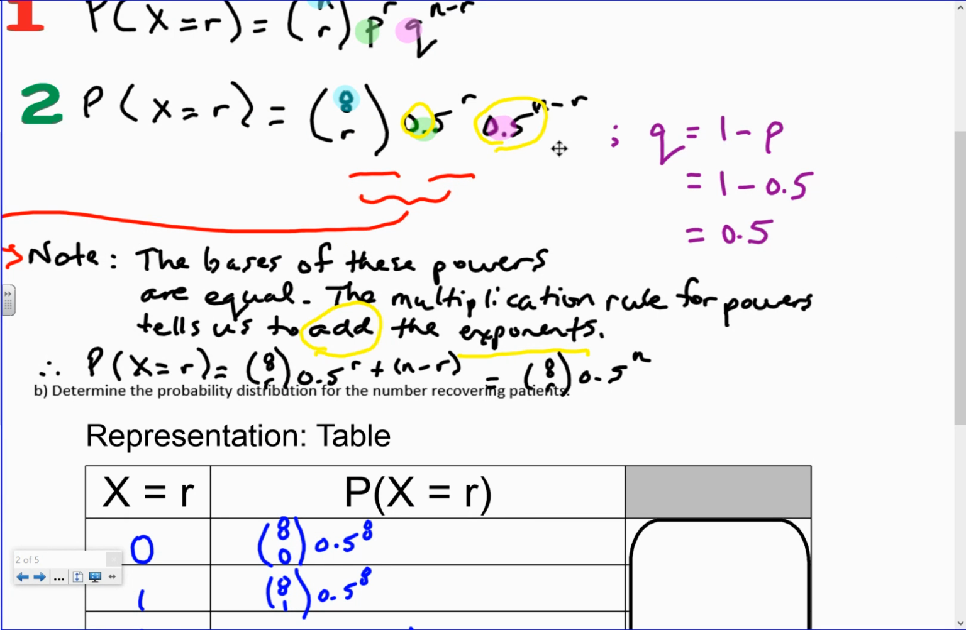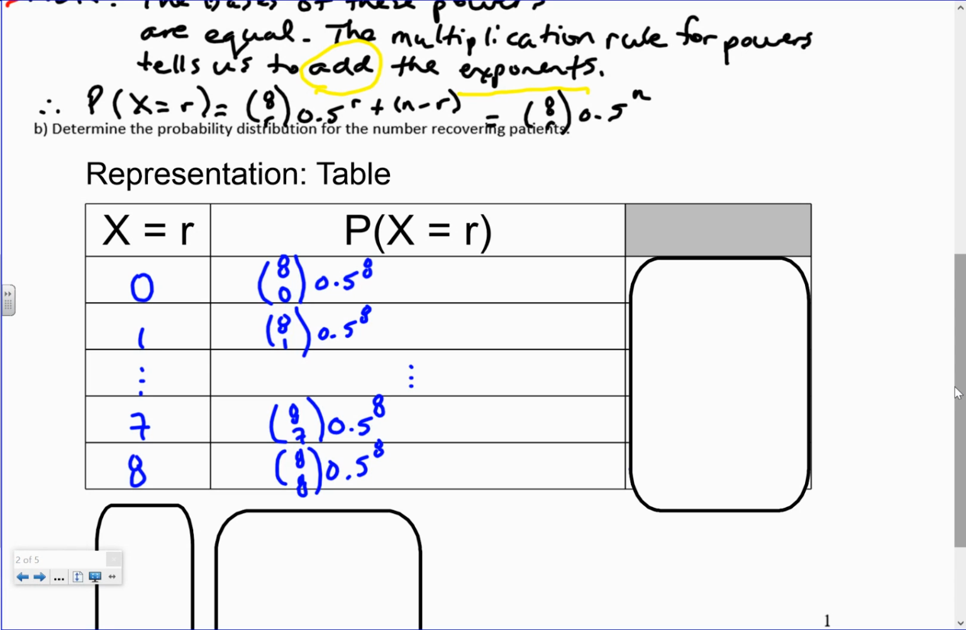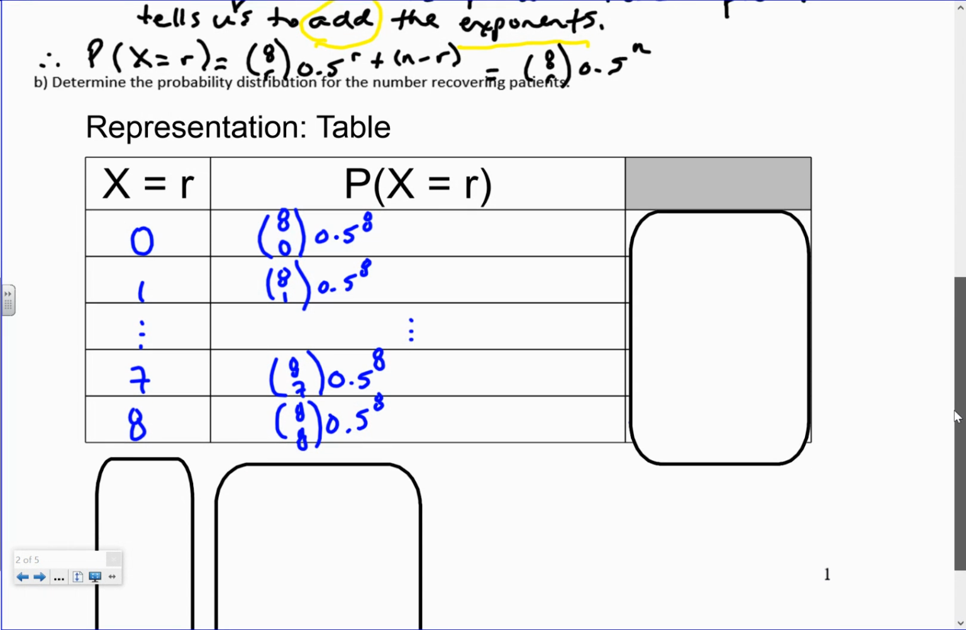If they were different, like 0.6 and 0.4, with bases not identical, we would not be basically collapsing that power down into one base. So you'll see that in subsequent examples and work through the text that has us focus on that.